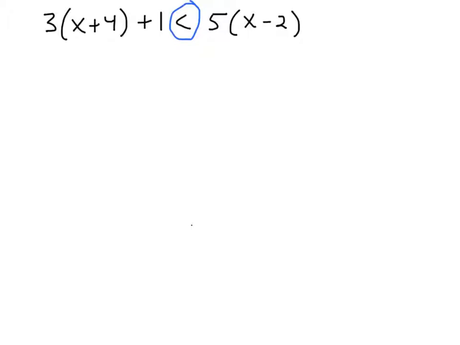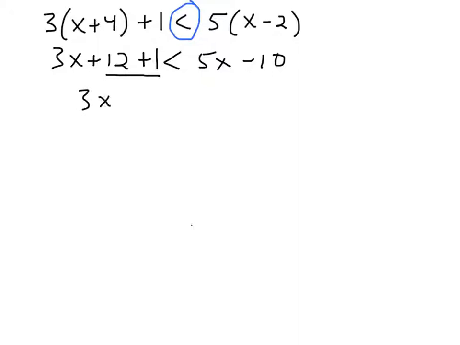Now, the first step would be to distribute to remove the parentheses. So let's do that. So we get 3x plus 12 plus 1 is less than 5x minus 10. And then we'll combine our like terms together. So the 12 plus the 1 would give us 13. So 3x plus 13 is less than 5x minus 10. Notice I'm treating this very much like I would if it was an equation with an equal sign so far.